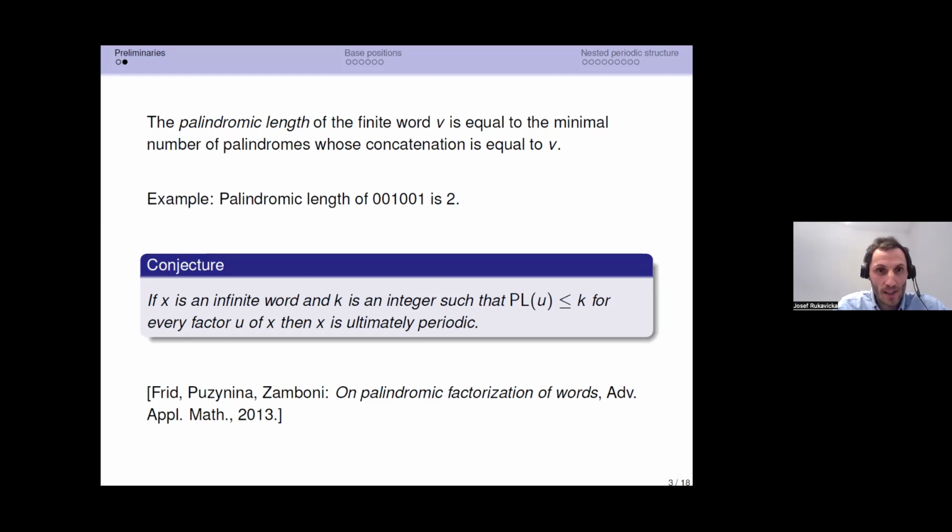But now, in the last year, I found a solution. This is actually the result of my paper that I present. I solved this conjecture positively. It means I confirm that the conjecture is true.